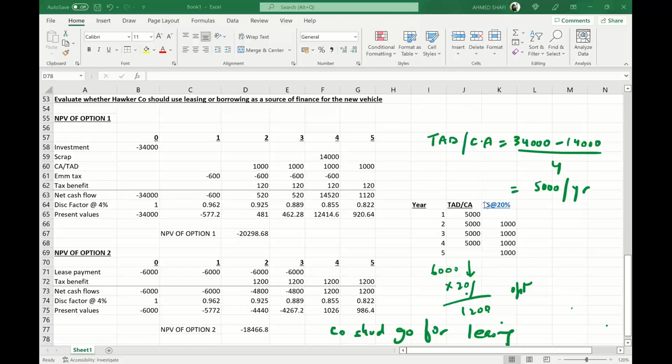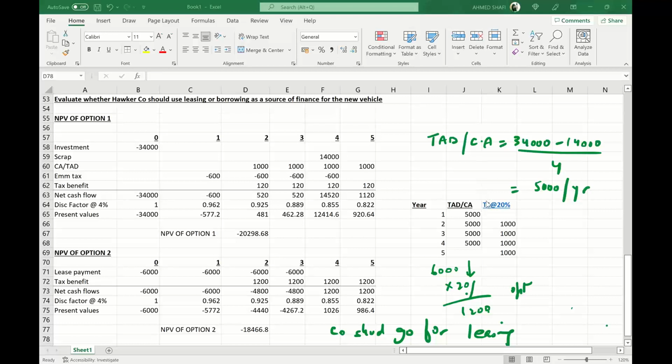Ahmed Hayat, the difference between finance and operating lease is that if maintenance cost, and here maintenance cost is something like emission tax, is borne by me, the lessee, then it's a finance lease. But if it's borne by the lessor, then it's an operating lease. Lessor is the person who is giving you the machine, like the bank, and lessee is the person taking it.